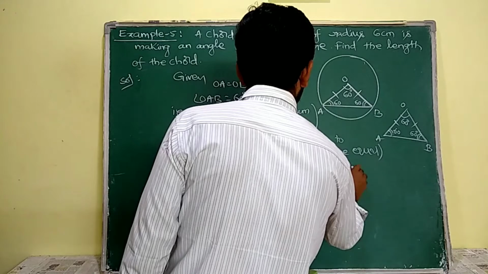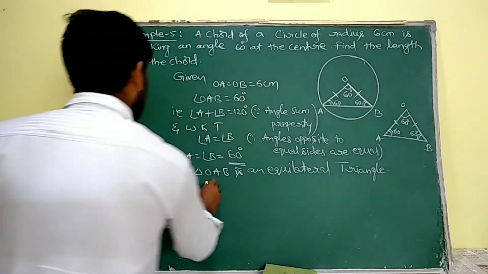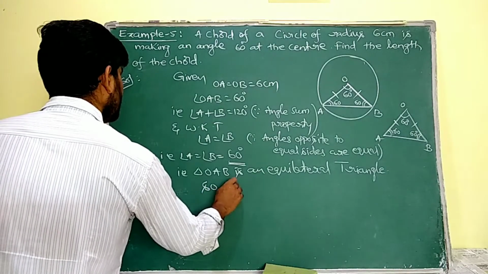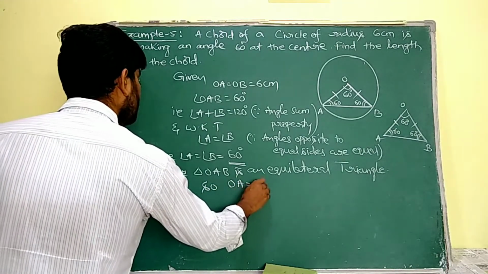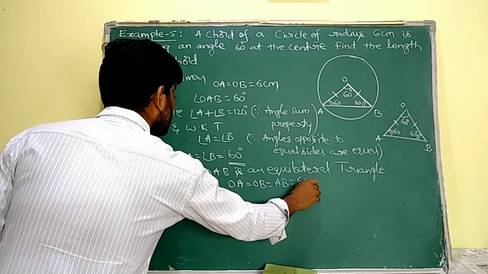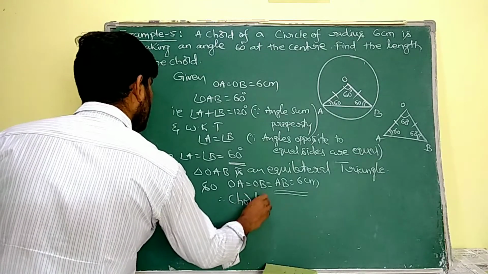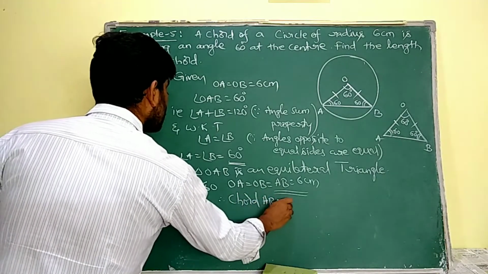Equilateral triangle. So OA is equal to OB is equal to AB is equal to 6 centimeters. Therefore, chord AB is equal to 6 centimeters.